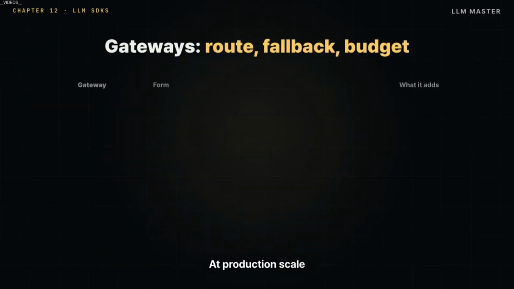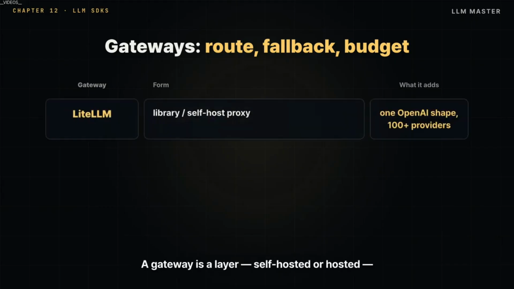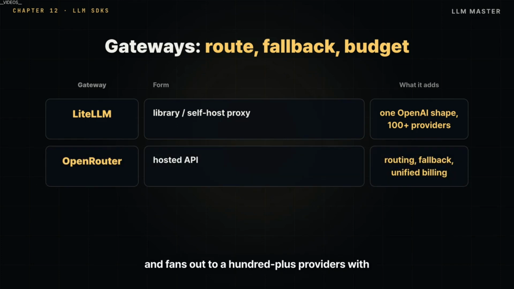At production scale, the question stops being which SDK and becomes which gateway. A gateway is a layer, self-hosted or hosted, that sits between your app and every provider, giving you one endpoint and a set of powers you'd otherwise build by hand. LiteLLM, beyond the library, runs as a proxy that exposes the OpenAI shape and fans out to 100+ providers with keys managed centrally.